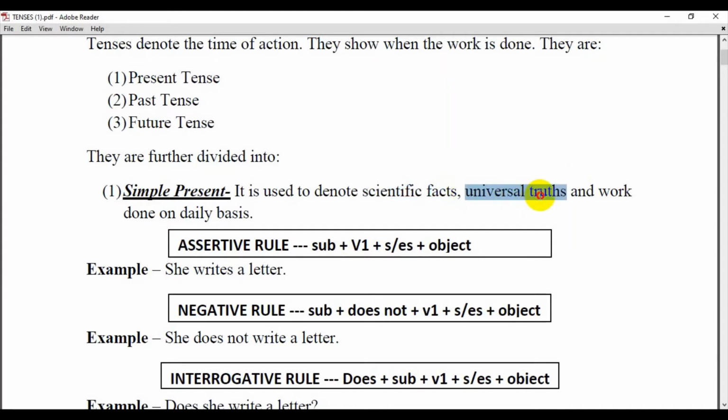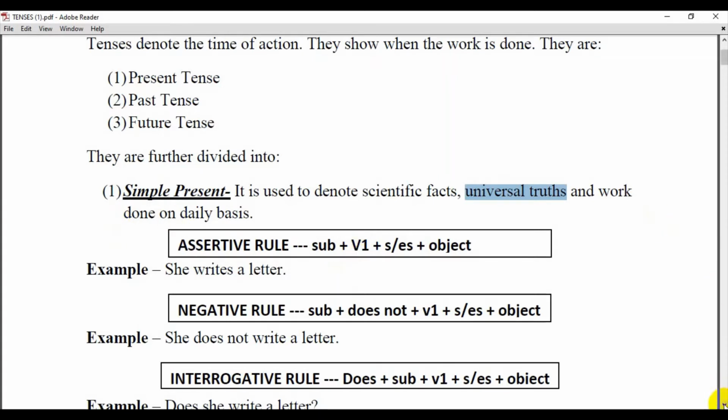Universal truths and work done on daily basis, and things that we do regularly. I mean, and things that we do بانتظام. We use for them the present simple tense or the simple present tense.